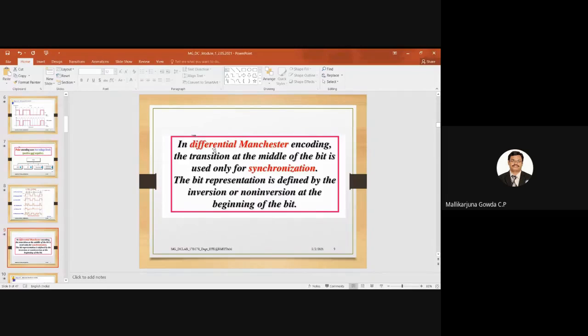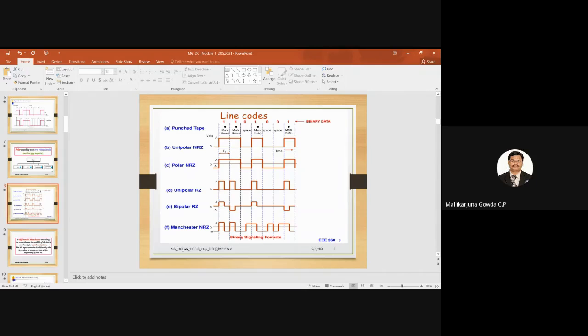To say the differential Manchester encoding. So the transition will be taking place at the middle of the bit, and that transition is used for synchronization purpose. Okay. So the bit representation, I think it does not take this. You just try to understand only one way how I represent data 1 and how I represent data 0 in Manchester. There will always be a transition from high to low or low to high at the middle of the bit interval.